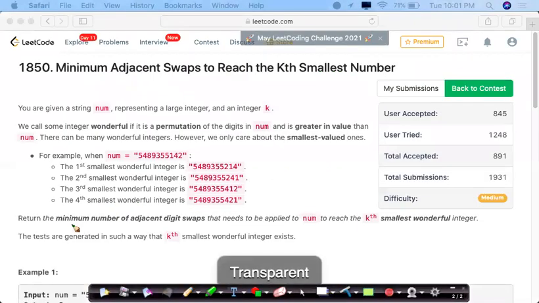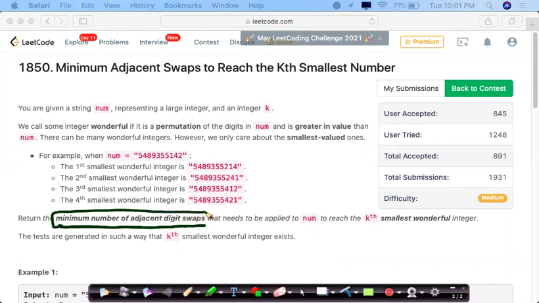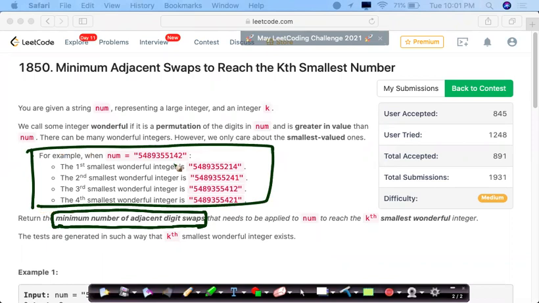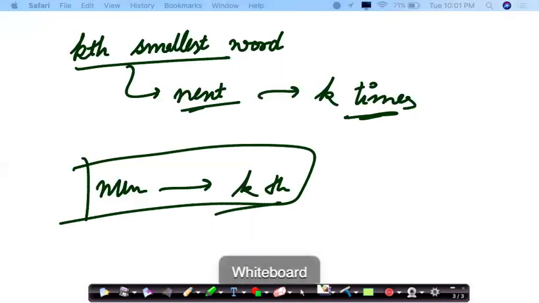Now what is the next step of our problem? The next step is we need to find the minimum number of adjacent digit swaps to reach from the original number to the kth smallest wonderful number. So let's take this example only. This is our original number and this is our kth smallest wonderful integer. Now we need to find the minimum number of adjacent digit swaps to reach from this number to this number. Now let us see how we can do so.